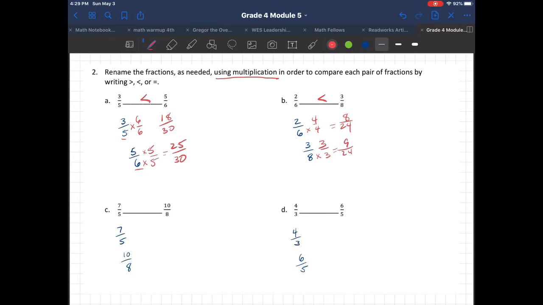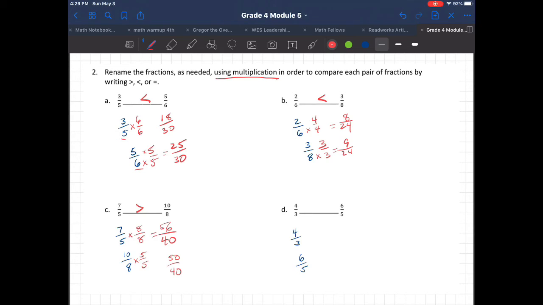Okay, 7/5 and 10/8. Over 8 and 5/5. So 56/40. These are improper fractions, but it doesn't matter. As long as we have the same denominator, we can still compare them. 50/40. 56 is more than 50. So 7/5 is more than 10/8.